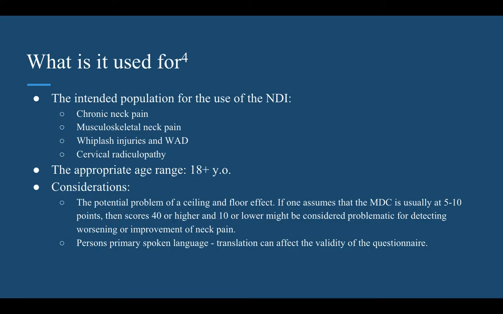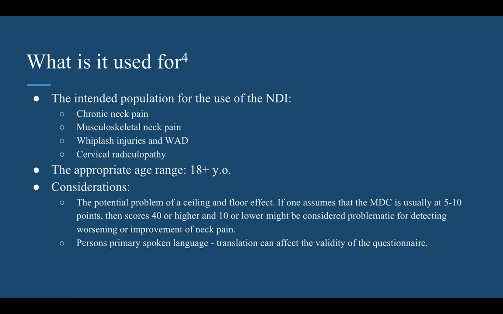The appropriate age range the NDI should be administered to is 18 years of age and older. It can and has been administered to persons younger than 18, but some of the questions may not be relevant to patients below the age of 18. One consideration might be the potential problem of ceiling and floor effects. If one assumes that the minimal detectable change is usually at 5 points and up to 10 points, then scores of 40 or higher or 10 or lower might be considered problematic for detecting worsening or improvement of neck pain.